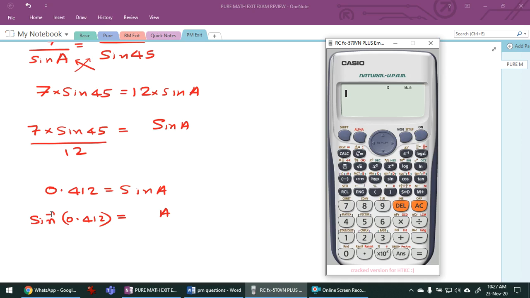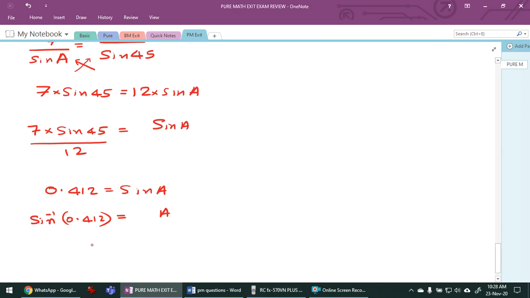Now if you want capital A, you have to take sine inverse, sine power minus 1. That is called sine inverse. Sine inverse of 0.412, how will you find it? Shift sine, then you have sine inverse, 0.412, close bracket. The answer is 24.33. So angle A equals 24.33 degrees.